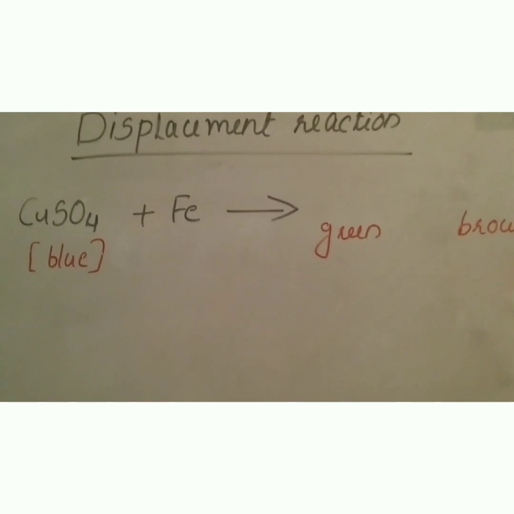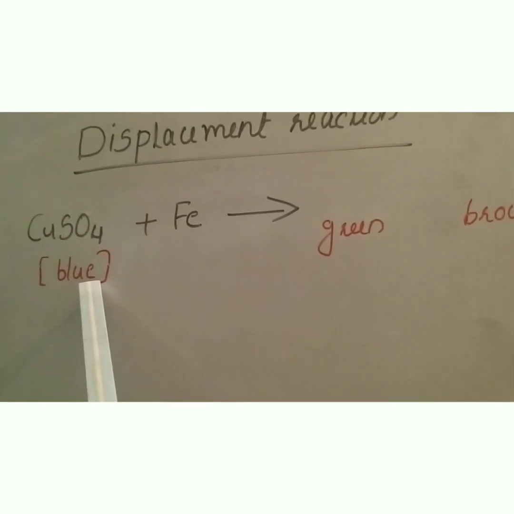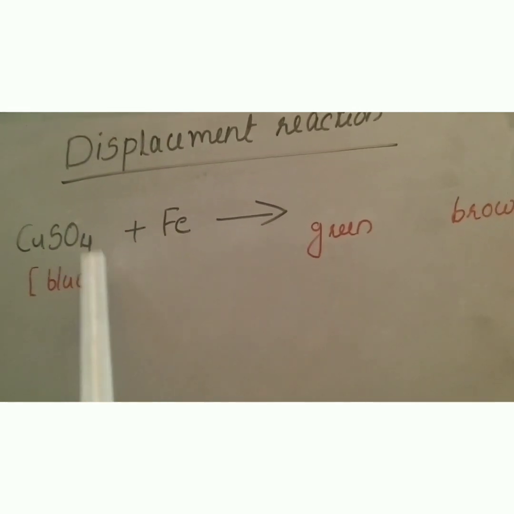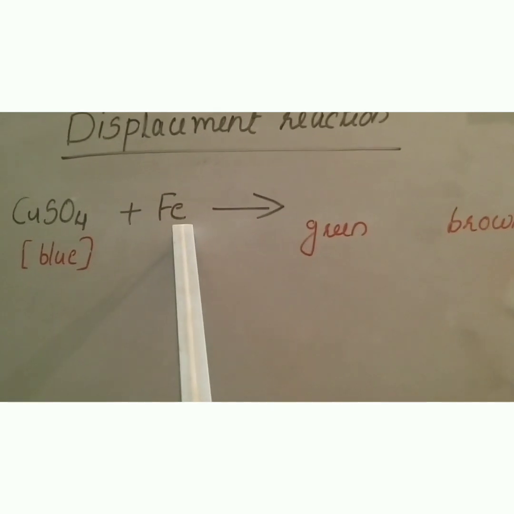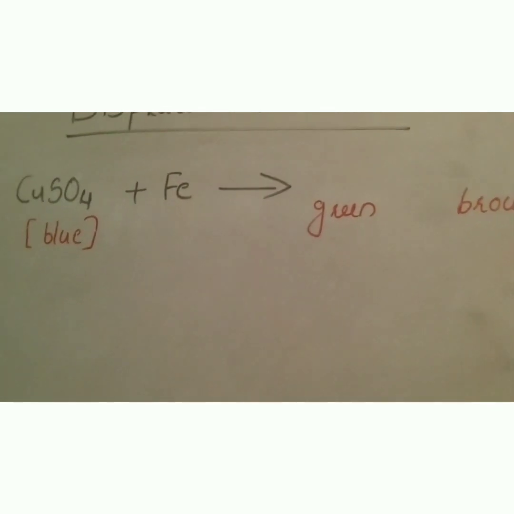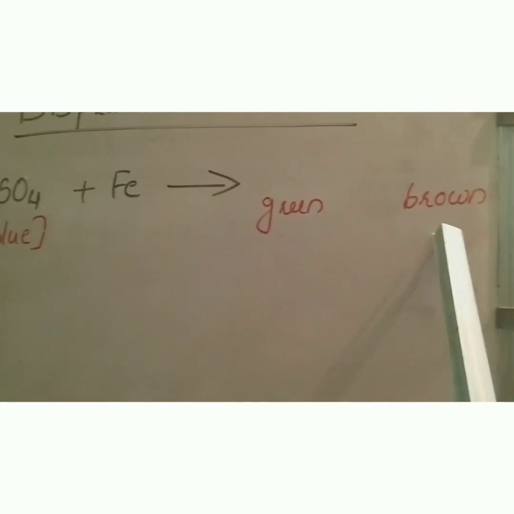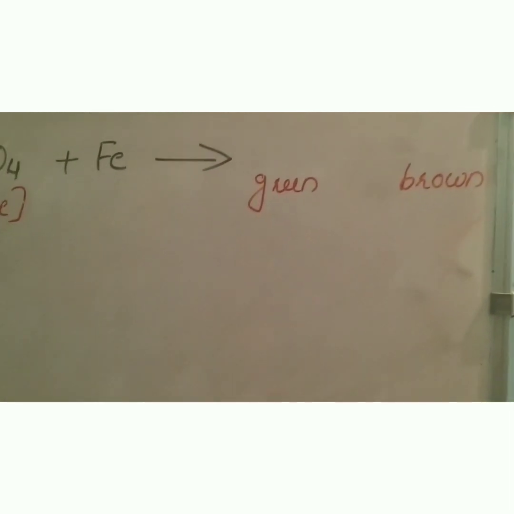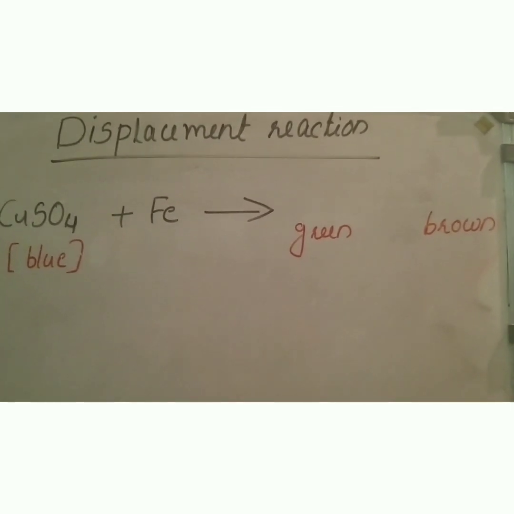You saw. Take 10 ml copper sulfate solution in a test tube. The color of copper sulfate solution is blue. Then dip an iron nail into the copper sulfate solution. After half an hour, the blue color changes to green and a brown deposit is formed on the iron nail. Why does this happen? Can you say?